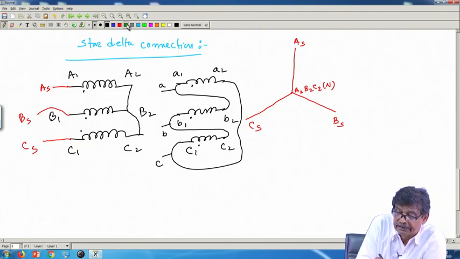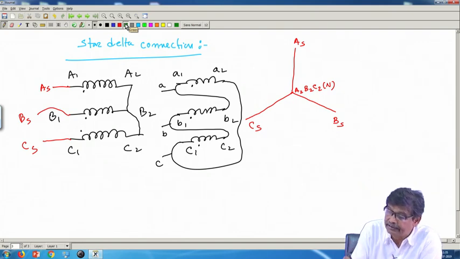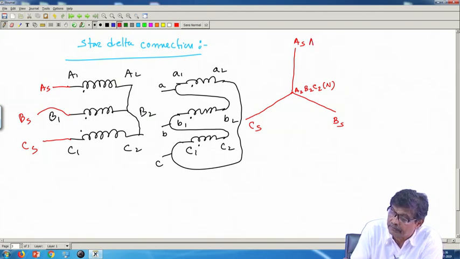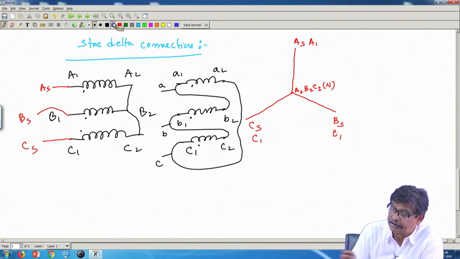Now, in this case, the secondary voltage I am now drawing. Secondary voltage will be, mind you, this As is nothing but your A1, this is nothing but A1. Bs is nothing but B1 and Cs is nothing but C1. Now, I will sketch the secondary voltage.